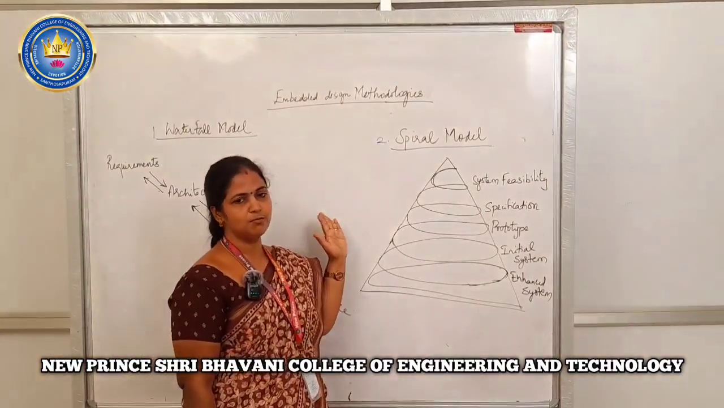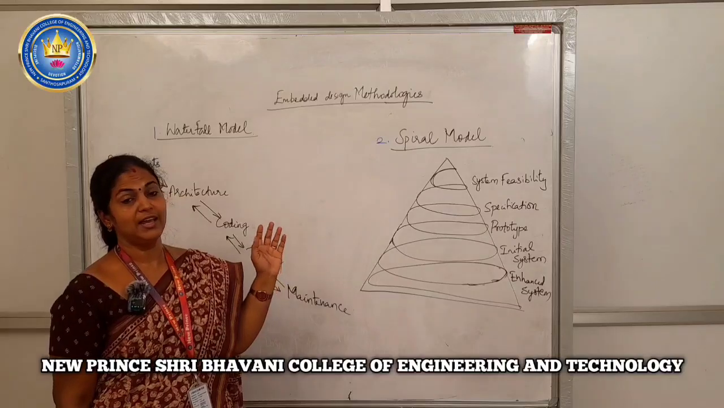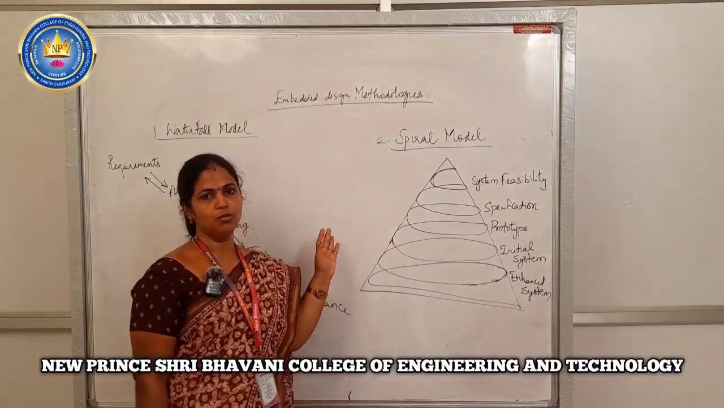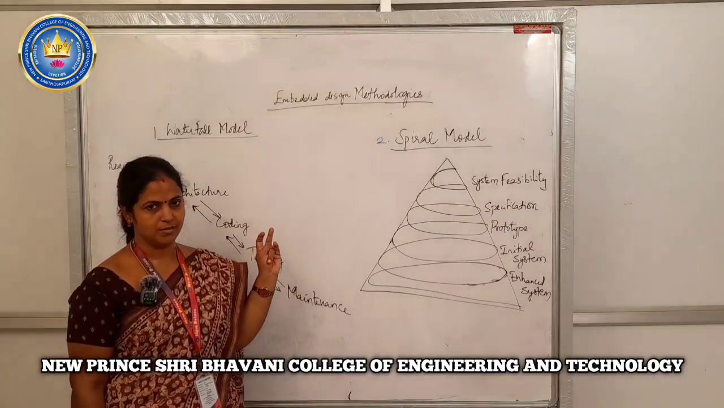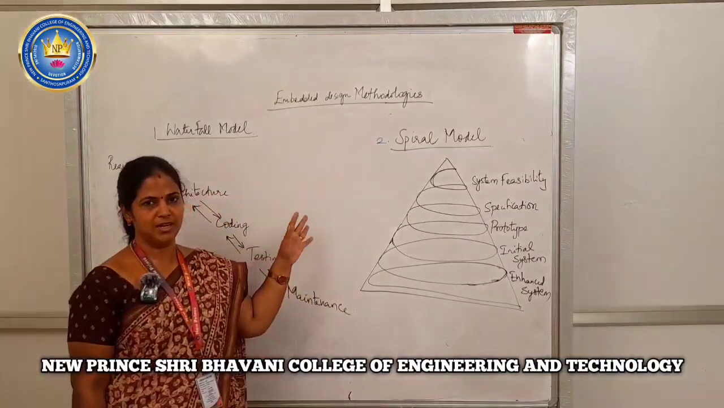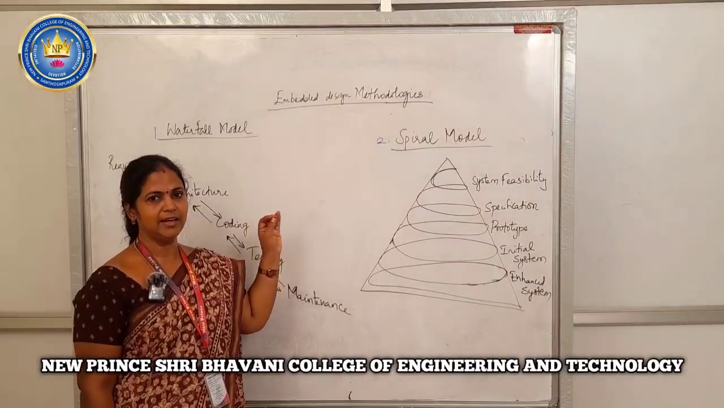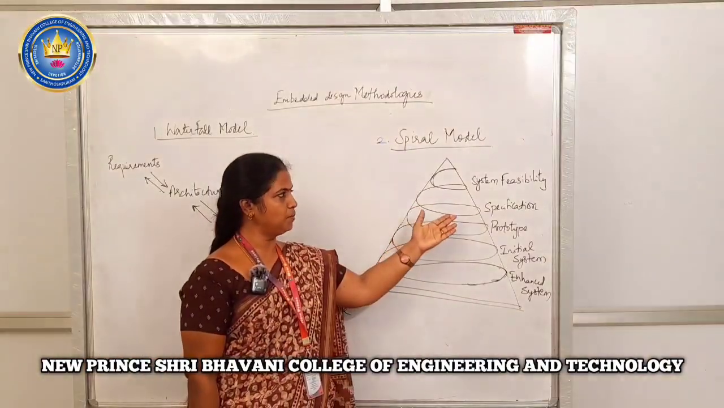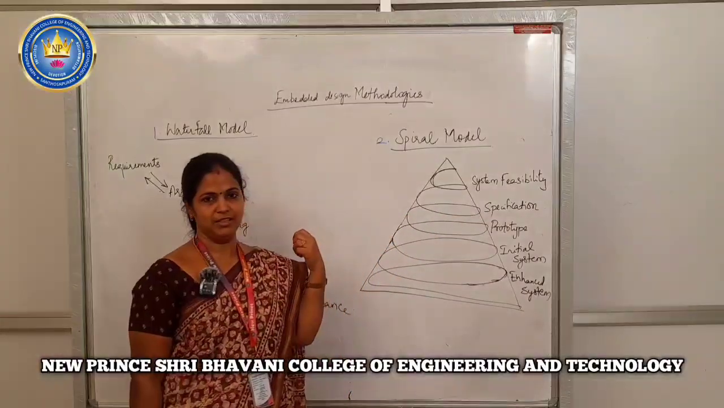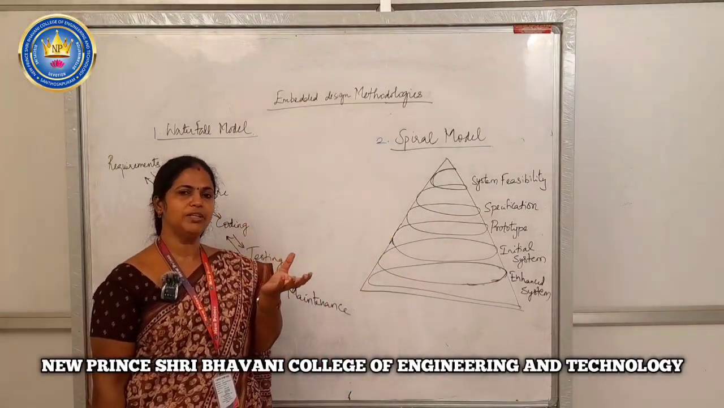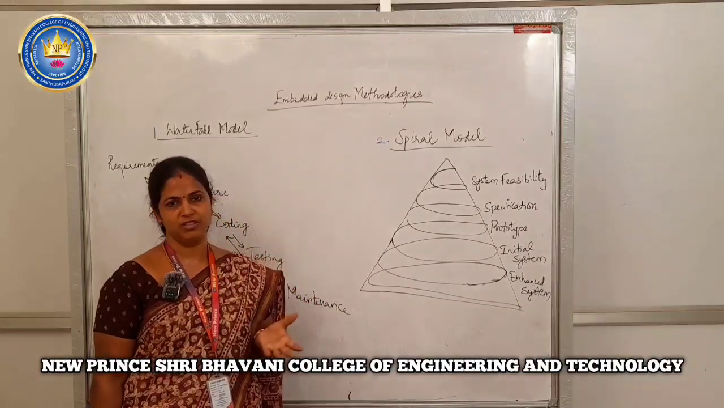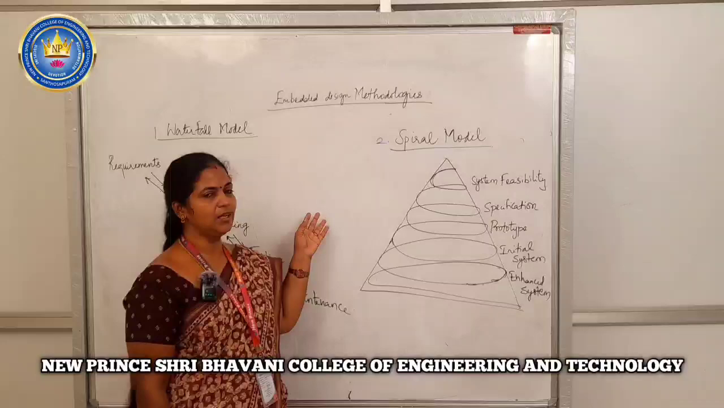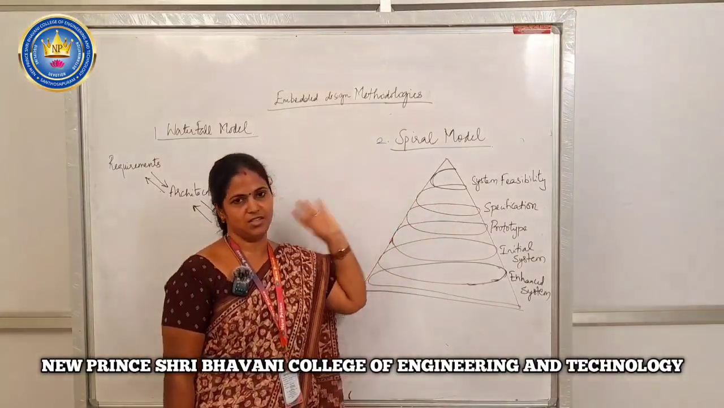So the next model is the spiral model, which we refer to as an evolutionary model. It is always used for designing large complex systems. It's an apt design model which a designer can use for designing large complex systems. So the first initial step is system feasibility, that is, you check how far the system is feasible. And the risk analysis, all the aspects can be done at the initial stage itself.